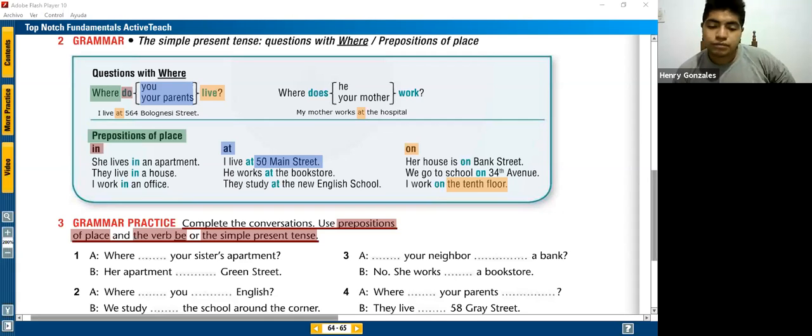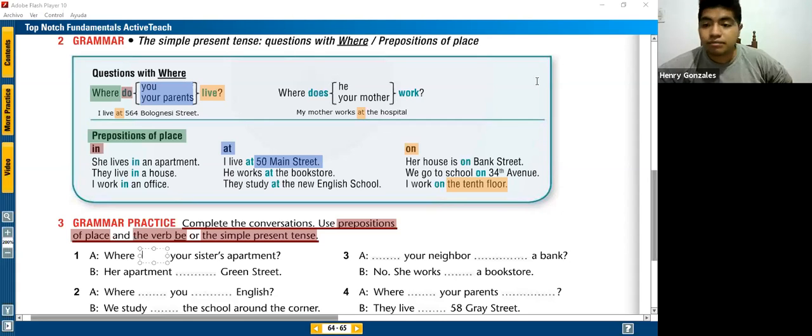So, students, then I'm going to send you a document on the chat, okay? Terminando la clase, les envío un documento ahí al chat de WhatsApp about the simple present tense, okay, sobre el presente simple. Okay, students, so let's start. Let's start, students, with number one. I'm going to do number one as an example, okay, yo voy a hacer el número uno como ejemplo, and then 2, 3, and 4, it's for you, okay?